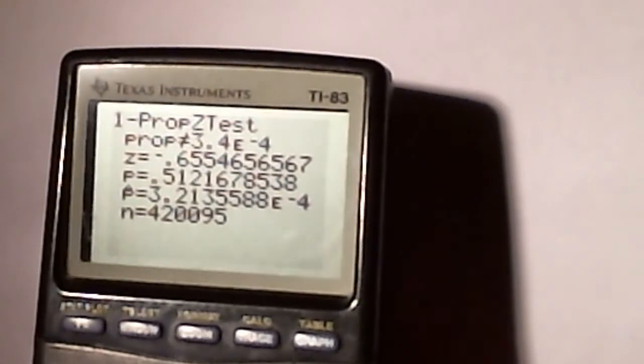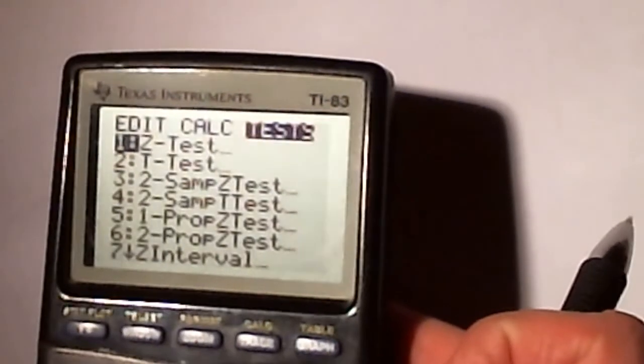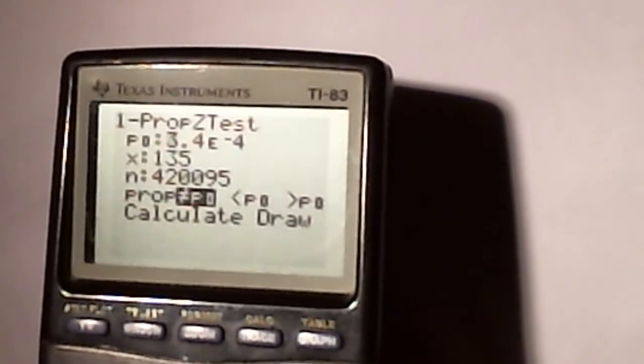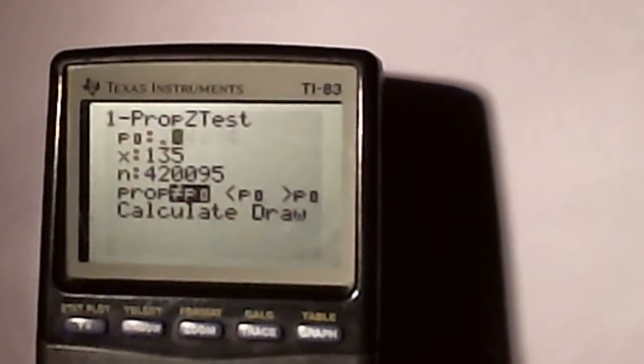supported by sample evidence. So to do this test on our calculator, again, we hit our stat button. We go over to tests. We go down to the one prop Z test function. Select enter. P sub 0 is the purported population proportion under the null statement, which is 0.50.